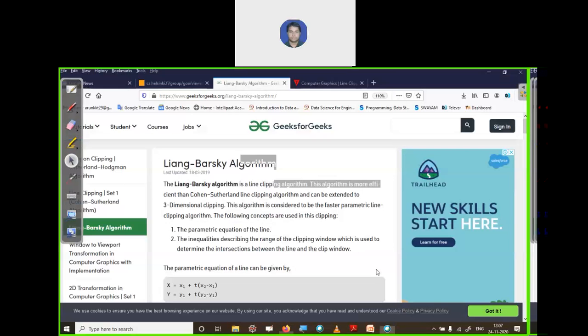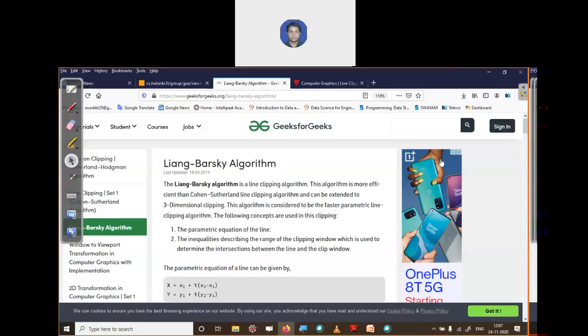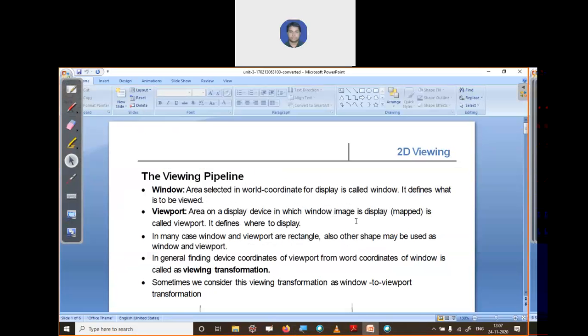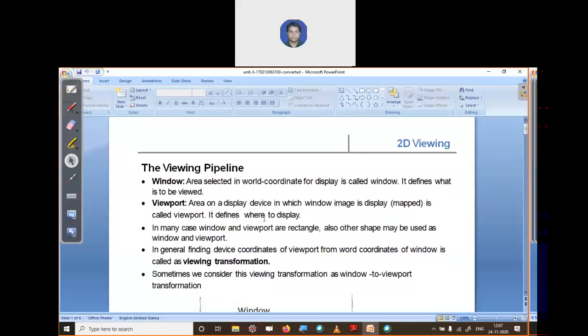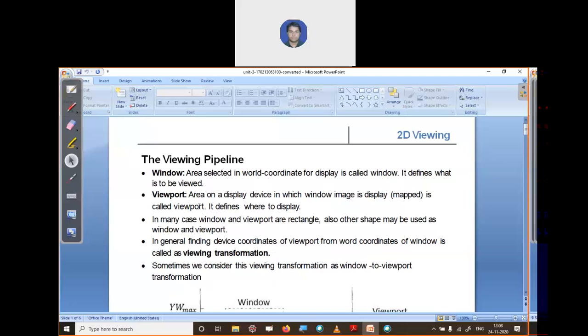So let's revisit what we have discussed in the last class. In the last class, we discussed 2D viewing. In 2D viewing, we have seen what is a window and what is a viewport. A window is a selected area in world coordinates for display, meaning what is to be displayed. A viewport is the area on the display device in which the window image is to be displayed, meaning where it is to be displayed. These are the two important terminologies we used for the 2D viewing pipeline.